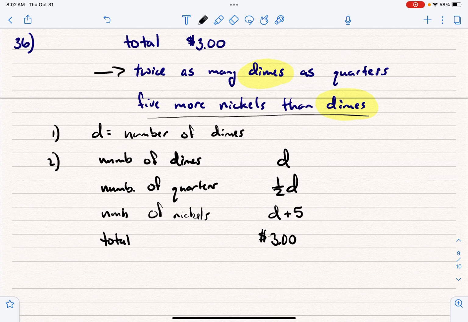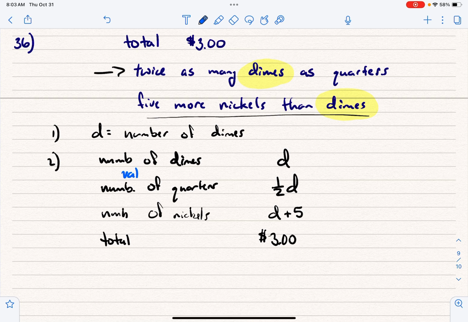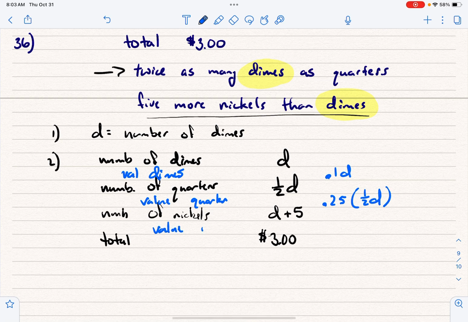Awesome. And so now we look at this, let's set up the model. I guess the one thing I didn't do is talk about the value of each, so maybe I'll slip that in real quick. We know that the value of dimes is going to be equal to 0.1 times D. The value of quarters is going to be 0.25 times 1/2 D. And the value of nickels is going to be 0.05 times (D plus 5).